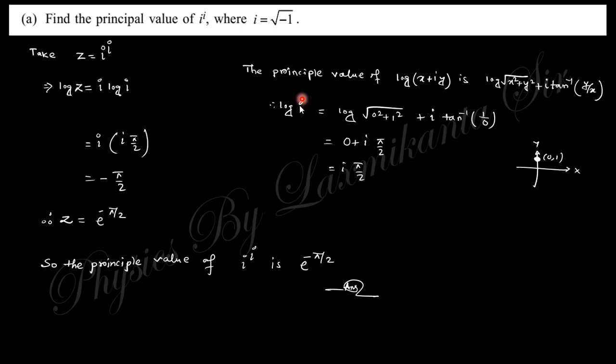For i, the x part is 0, the y part is 1. So x part is 0 means the angle is pi by 2, and log 1 is 0. So you will get i pi by 2. So this is i pi by 2. So finally, you will get minus pi by 2. So what is the value of z? e to the power minus pi by 2. So the principal value of i to the power i is e to the power minus pi by 2. Clear? Go to the next one.